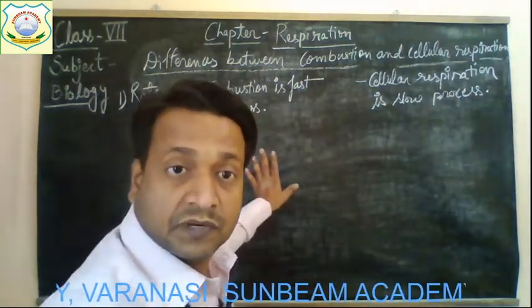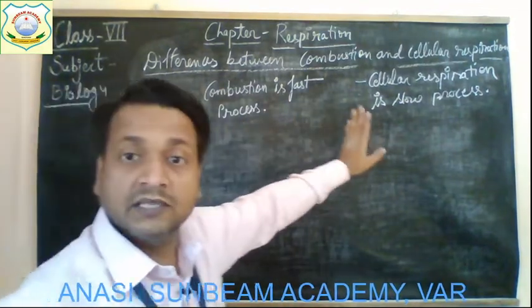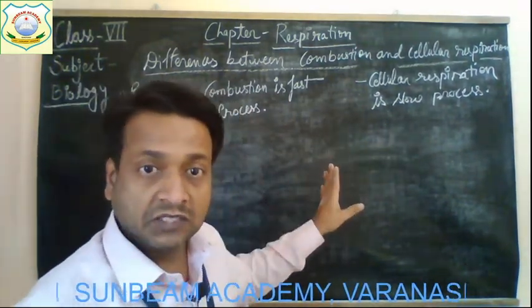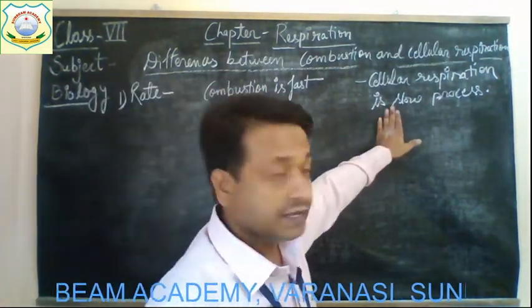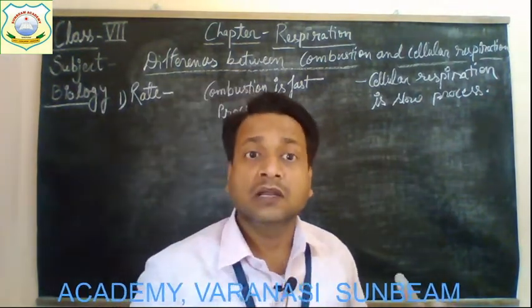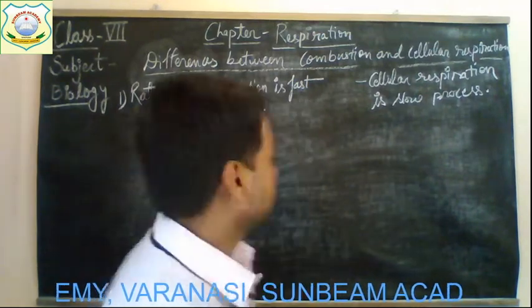So this is the first difference between these two processes, combustion and cellular respiration. On the basis of the rate of these reactions, combustion is a fast process, whereas cellular respiration is a slow process. Alright, children? Now the second parameter that I'm going to take is temperature.